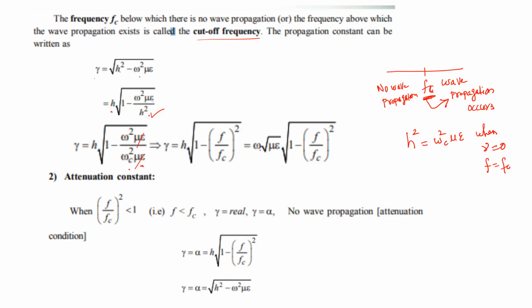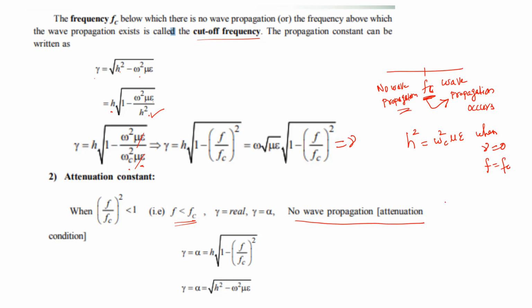And h can be written as omega into root of mu epsilon into 1 minus f by fc the whole square. So this is the value for gamma at f is equal to fc. Next, let us see the same value for gamma when f by fc the whole square is less than 1. That is, when the frequency f is less than the cutoff frequency fc. Now, when f is less than fc, from this we can say there won't be any wave propagation.